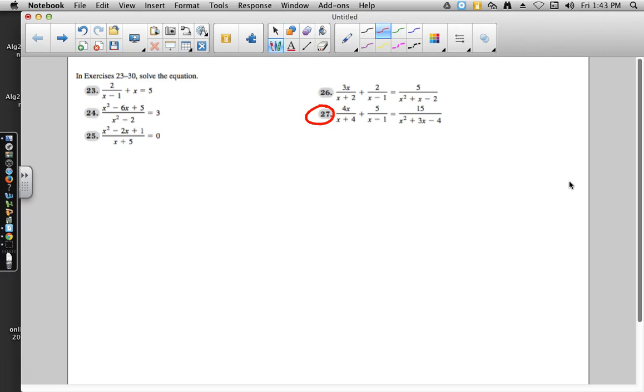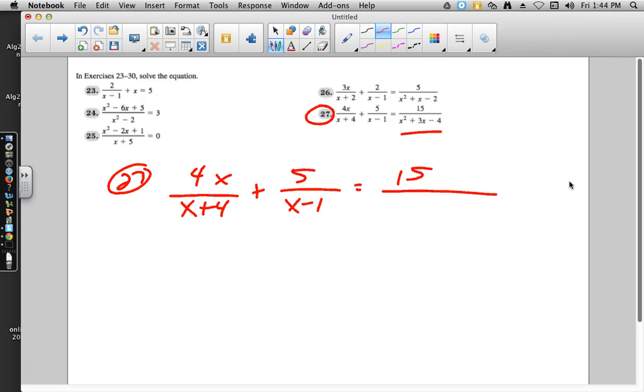And number 27 has a lot going on. So for 27, what I'm doing as I'm writing it down is thinking whether or not I can factor the denominator. And as I get to this denominator, that's exactly what I would want to do. So this does not have a common monomial factor, and it is not a perfect square trinomial, but we do have two numbers that multiply to negative 4 and add to 3, and that's going to be positive 4 and negative 1. And we see right away that that's a really good thing because our LCD includes both of those, the x plus 4 and the x minus 1.